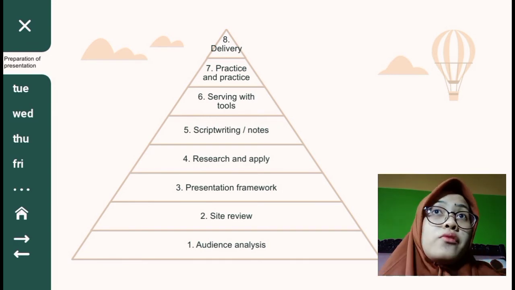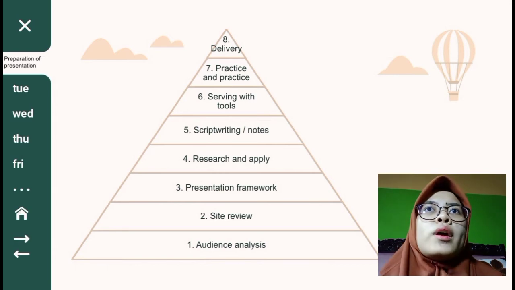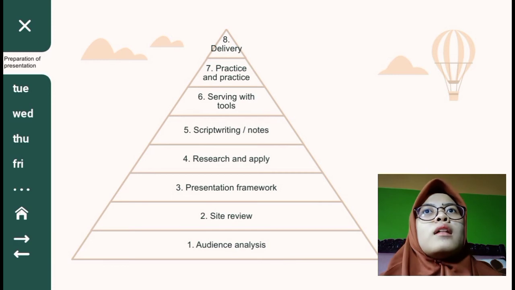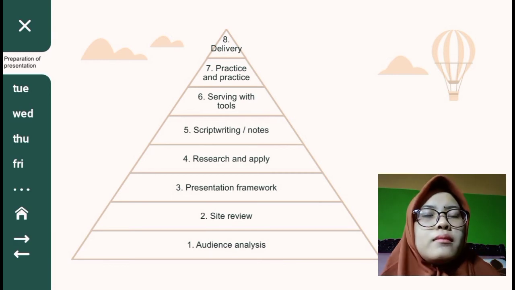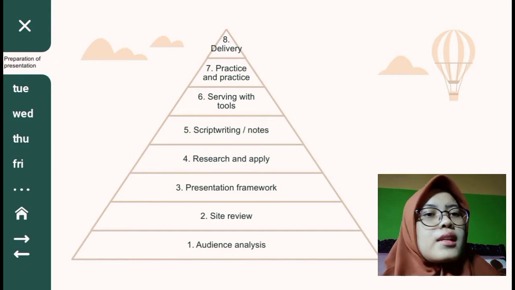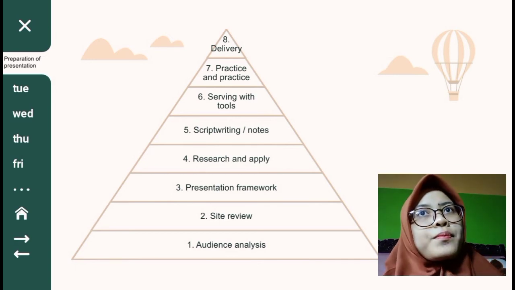Third, behavior. The presenter should behave well during the presentation. Furthermore, be yourself. When doing the presentation, the presenter must be his or herself. The next point is confident. The presenter should be confident in delivering the presentation and behave appropriately to convince the audience.